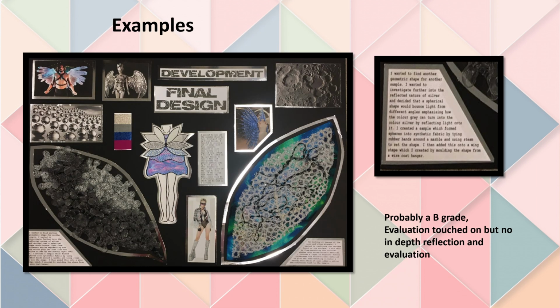So here are some examples. These are ones that I've selected from college. This example I think would probably be a grade B. It touches on things and talks about things, so it's referring to stuff, but it could be a bit more in depth. We could have an actual piece of final writing there.